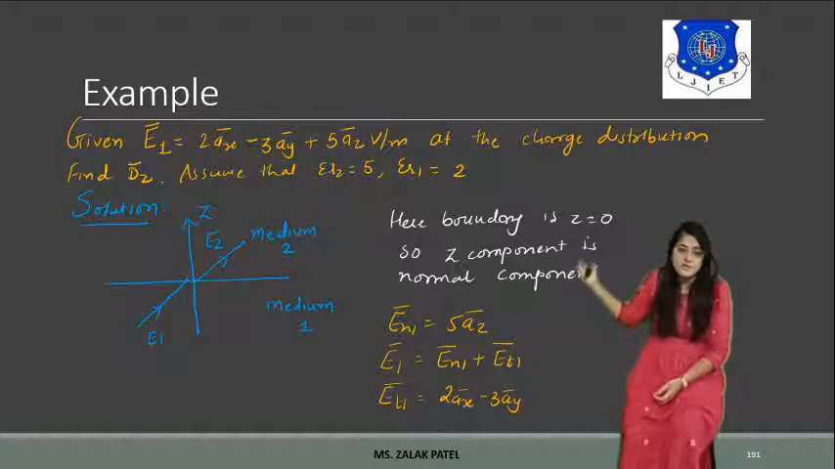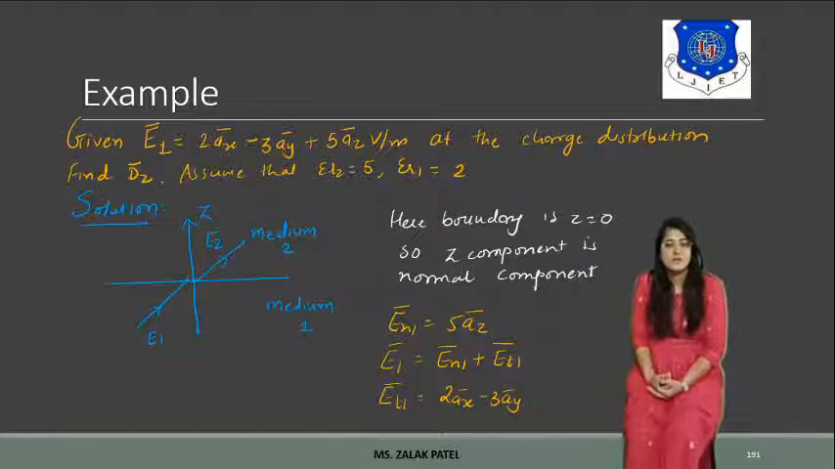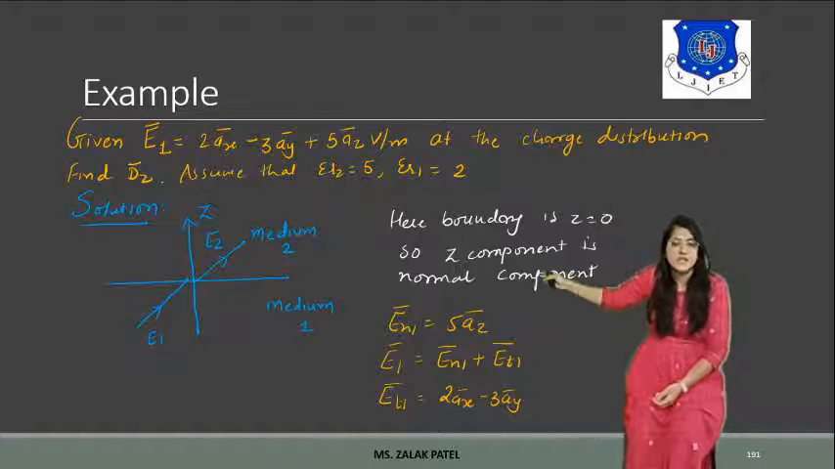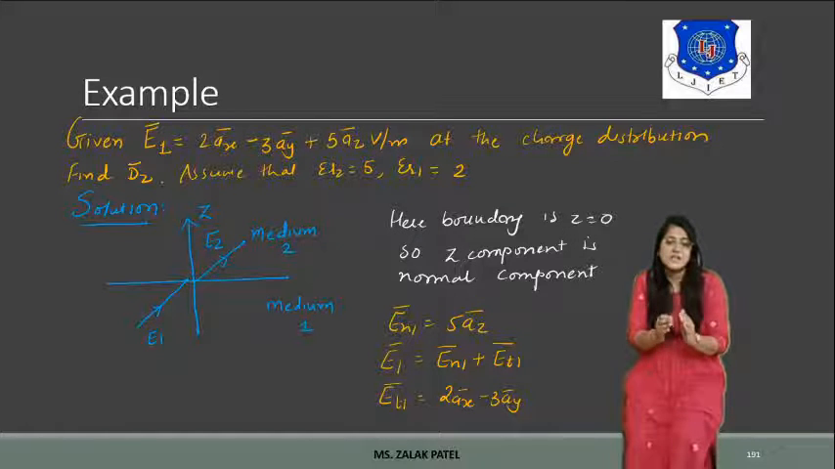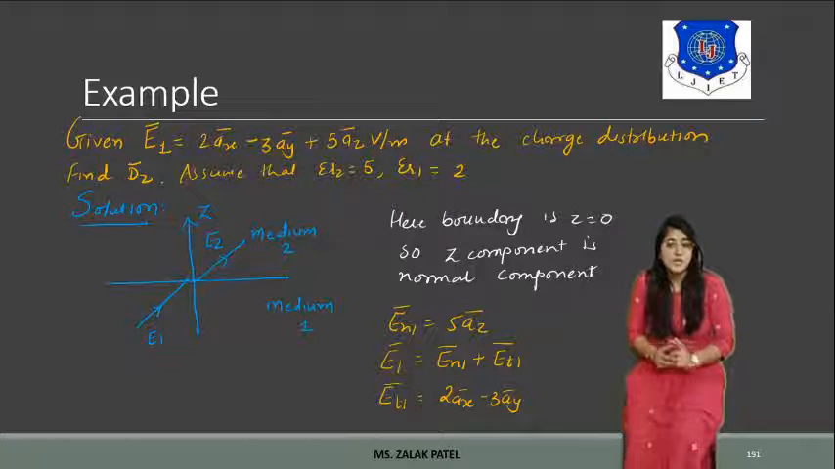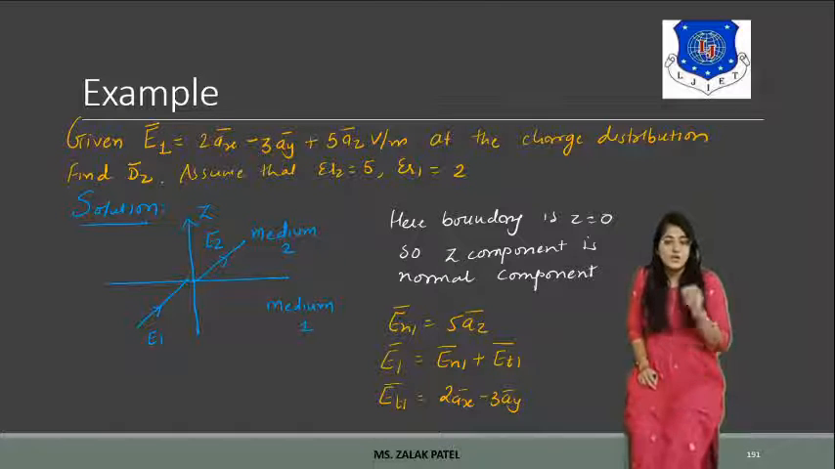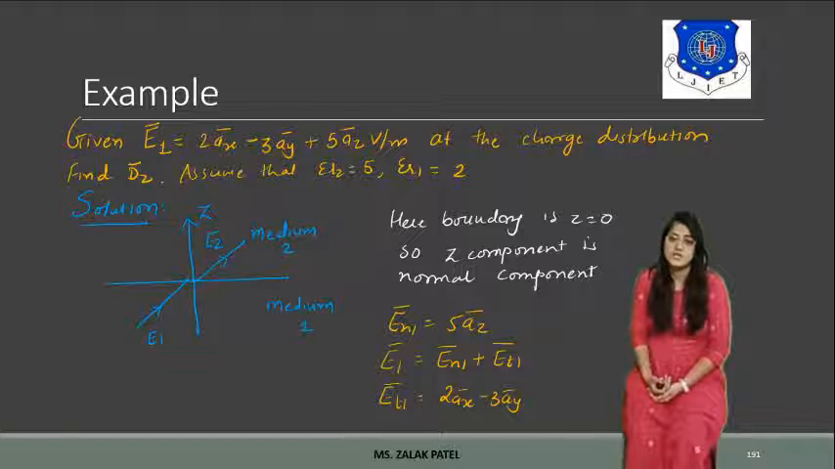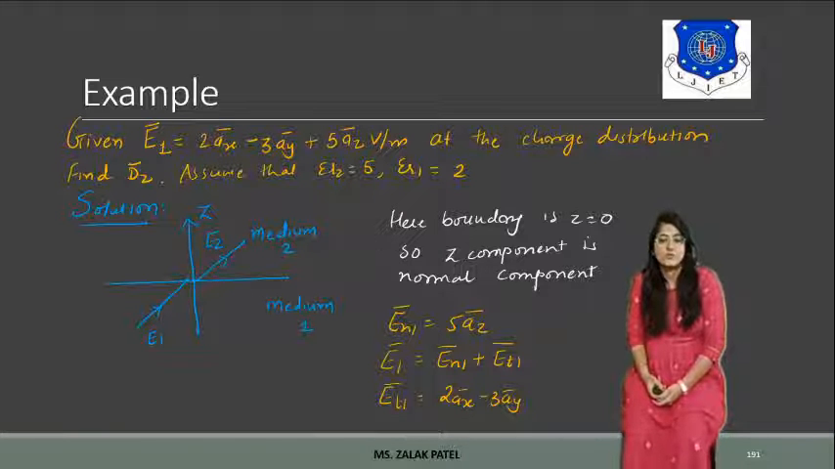Consider this figure. In the first medium, the electric field is E1 and in the second medium, the electric field intensity is E2. Here, the boundary is along the z-axis. Whatever boundary is given, you have to take that direction component as the normal component. So from E1, you take the z direction component as the normal component. That means En1 is nothing but 5az.